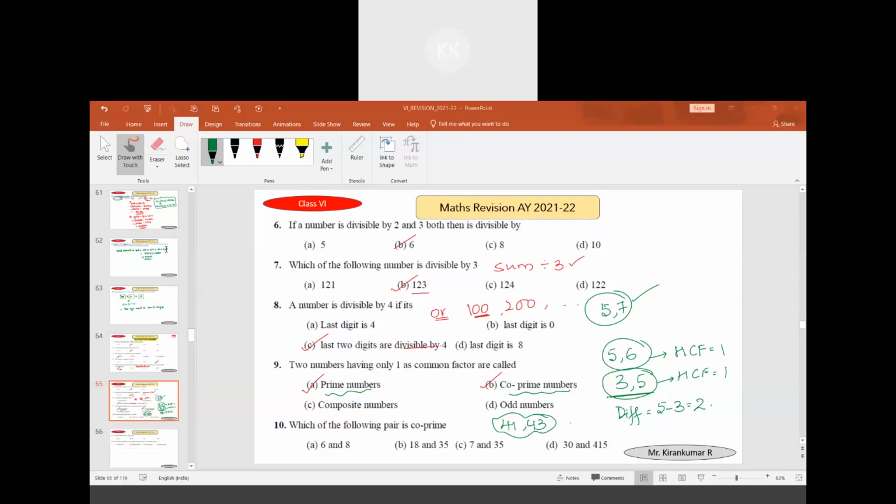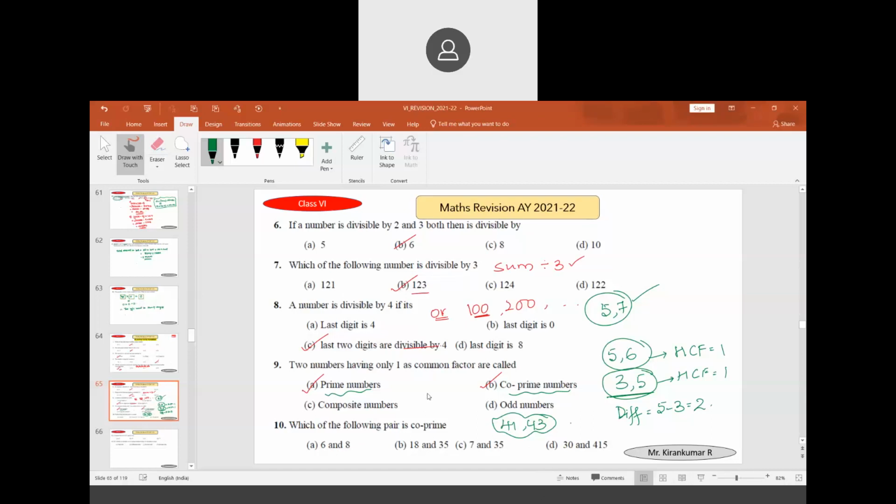So each time you remember, a twin prime is a prime number that is either 2 less or 2 more than another prime. There should be a gap of 2. They are also called a prime pair. You have to remember this word. Prime pair is the same as twin prime.